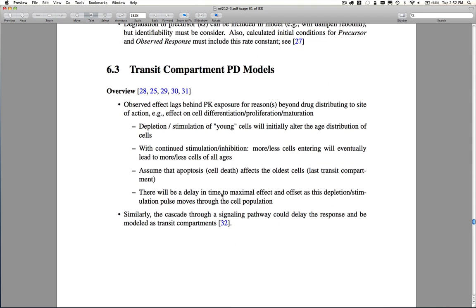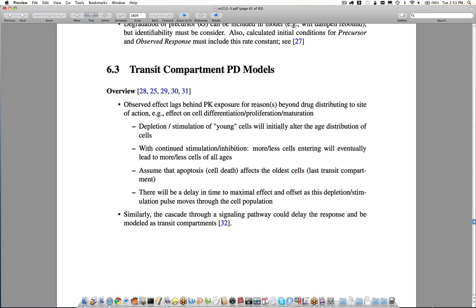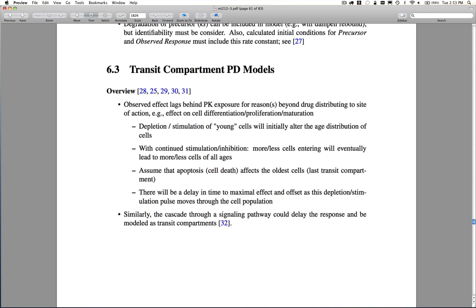Okay, so that is the section today for precursor pool models. Again, there will be an electronic version of the example that I went through available after the class on the MI212 website so that you can see and play around, if you will, with the control stream and look into the data structure, etc. I'm going to take a few minutes here just to see if there are any additional questions on precursor pool models, and then we'll move on into transit compartments.